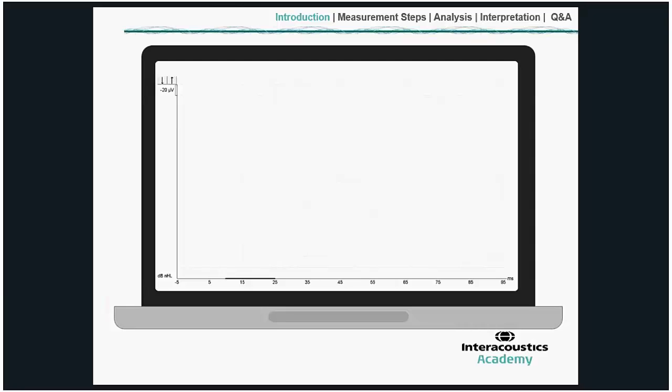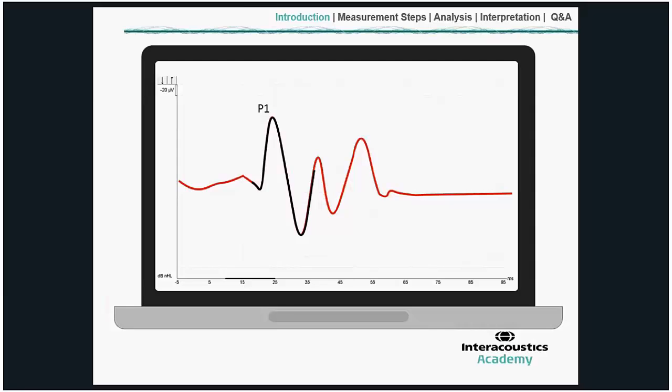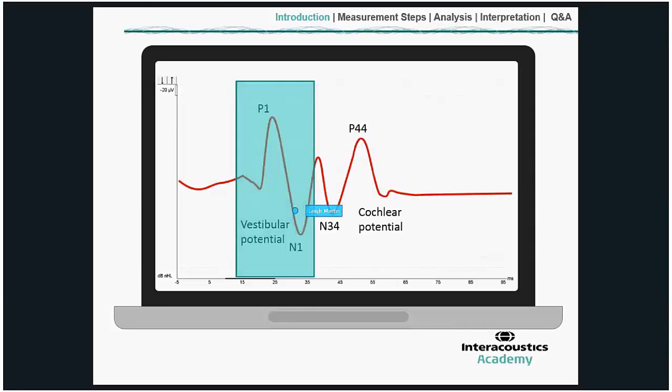If we actually record this cVEMP, what it looks like on the screen is something a little bit like this. We have a P1N1 complex, which is the vestibular component of the cVEMP, and then we also have an auditory component from the cochlea, the N34 and the P44, but we're not going to be talking about the auditory component today. We're just going to be looking at the vestibular component, and hence the reason why I've blocked that off and coloured it in.